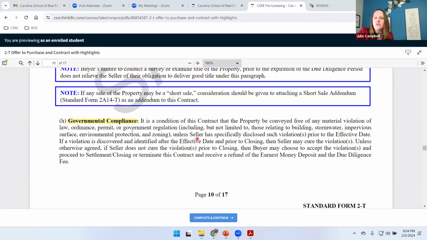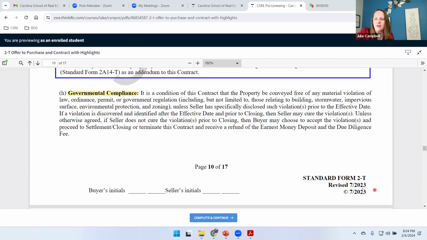Governmental compliance. This is new to our contract as of this last revision, July of 2023. So I don't know if it's going to make it to the test yet or not, because it is just since this past July. But if there is any governmental compliance, something to do with maybe permitting, zoning, environmental protections, it kind of gives us some examples here.